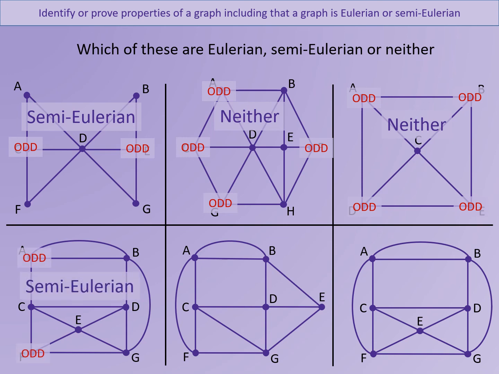We've got a semi-Eulerian graph for the bottom left. The next graph is semi-Eulerian as well. And the final graph, all of the vertices are even, so that will be an Eulerian graph.